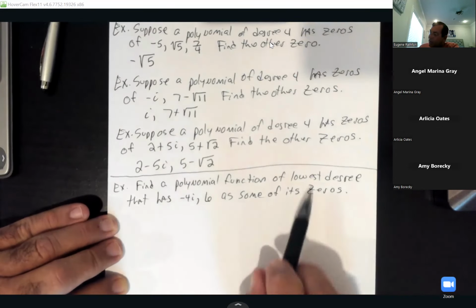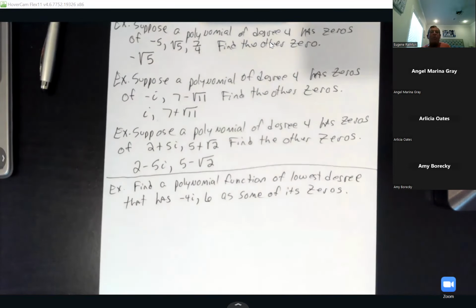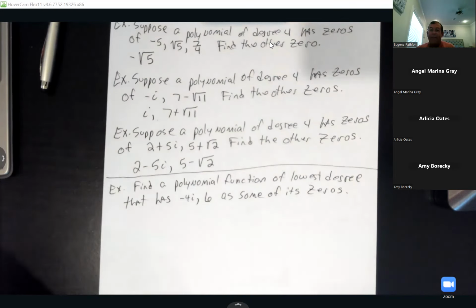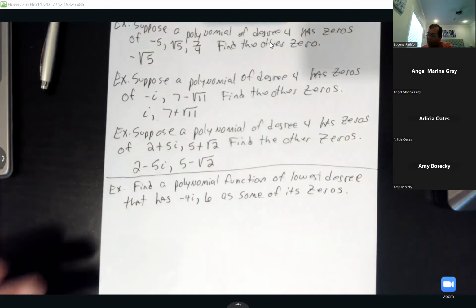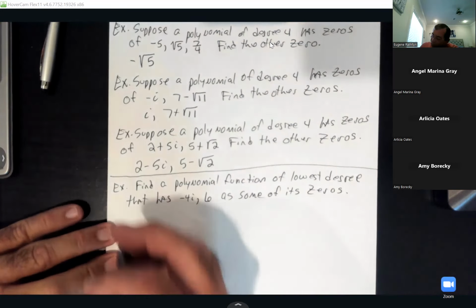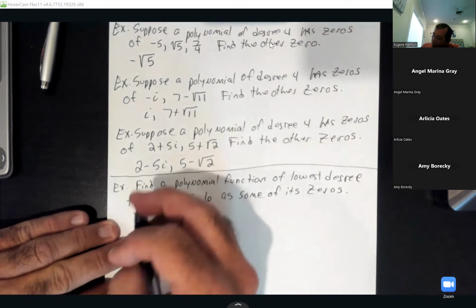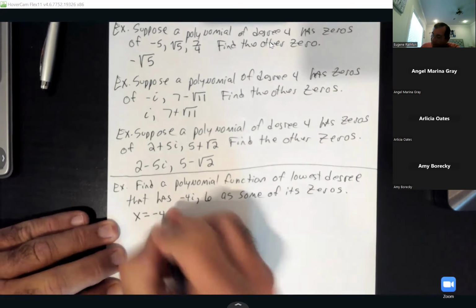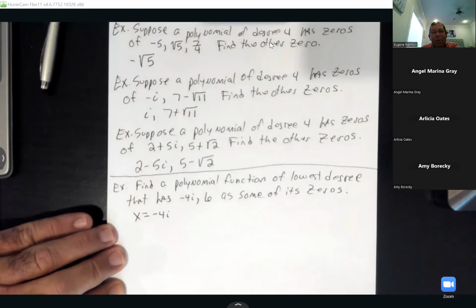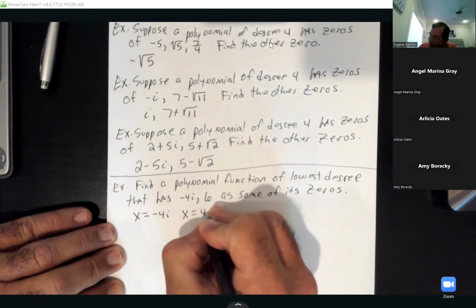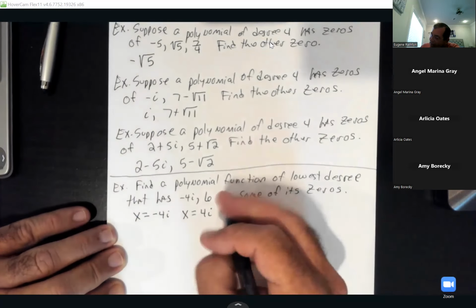So here's the thing on this one. They're telling me lowest degree because they don't want to give it away as to how many zeros I should actually have. They're trying to throw me a curveball. But we know that we're going to set x equals negative 4i down here. Well, y'all, if I put x equals negative 4i, what else do I need? Positive 4i. I need a positive 4i. So that's going to be x equals 4i. And then my last one will be x equals 6.